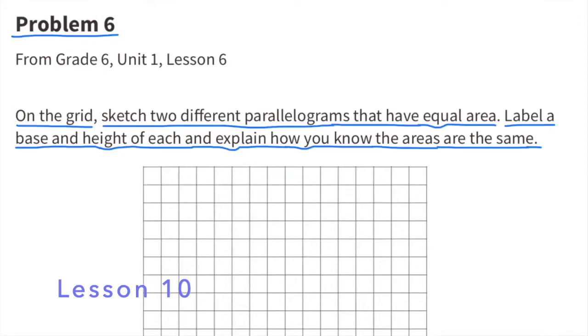Number 6. On the grid, sketch two different parallelograms that have equal area. Label a base and height of each and explain how you know the areas are the same.